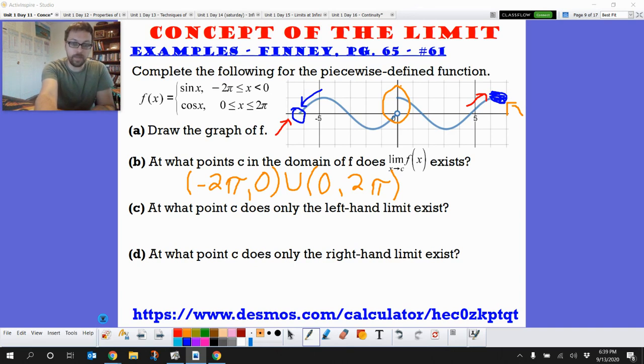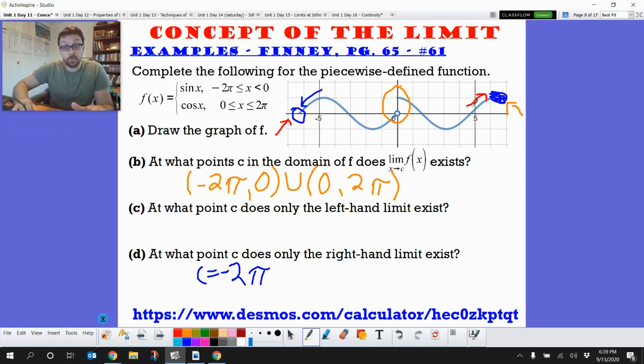So the right-hand limit is where c equals 2 pi. Negative 2 pi, I'm sorry. I might say positive 2 pi. Then we have a left-hand limit on this side, the red part, but the orange one's not quite working out very well for us. So on that point, we have a left-hand limit.